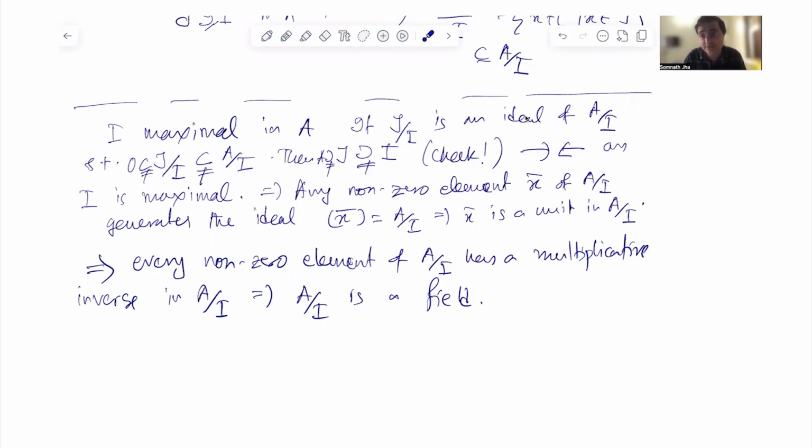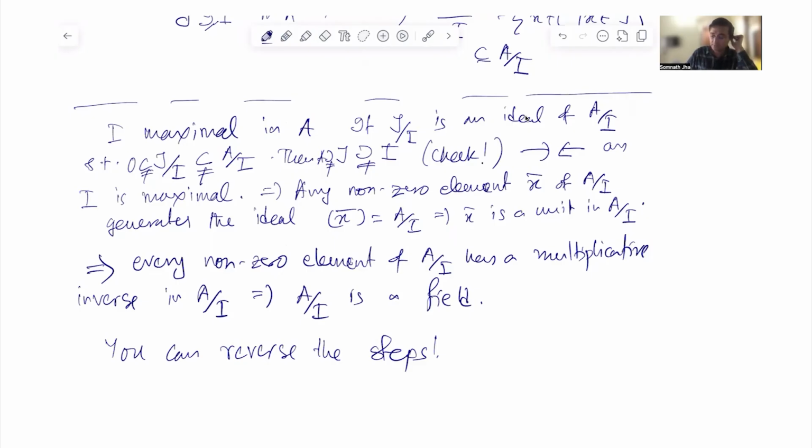And you can reverse the steps. If A mod I is a field, then every non-zero element has a multiplicative inverse. So every non-zero element is a unit. So the ideal generated by any non-zero element is equal to the whole ring.